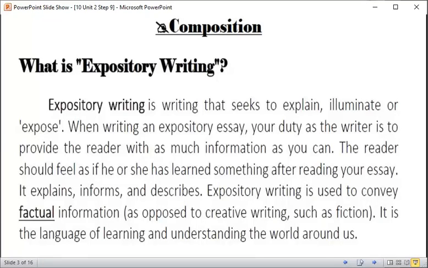Expository writing is used to convey factual information, factual from facts. It's not fiction, it is a fact. It means something real, and of course it is the opposite of fiction, which is unreal. It's the language of learning, understanding the world around us. So this is in general the meaning of expository writing.